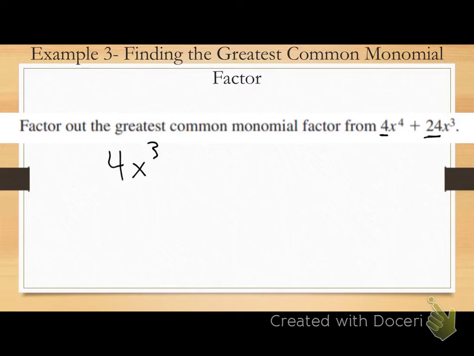I'm not done factoring yet, though. I need to find the other factor. So how do I do that? I'm kind of thinking of distributive property in my head. I'm asking myself, 4x to the third times what would give me 4x to the fourth?